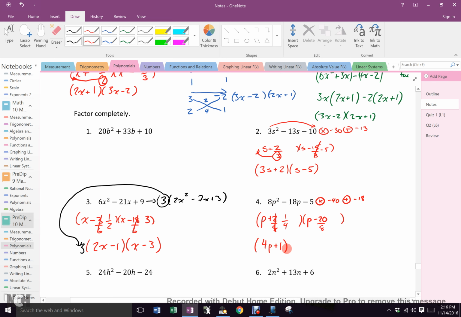4p plus 1. What does 20 over 8 become? 5 over 2, right? Where does the denominator go? To the front. And then I check. 4 times 2, is that 8? Yes. 1 times negative 5, is that negative 5? And I've got it. Are we feeling comfortable?